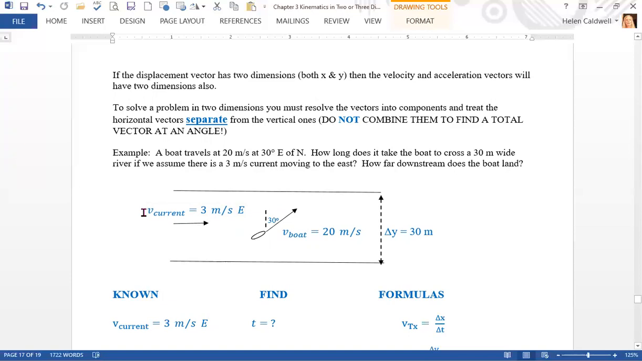The velocity of the current is 3 meters per second east, so it's this vector. And we know that across means this, so 30 meters is delta y. What do they want us to find? How long does it take? So that's a time. How far downstream? Well, if going across is delta y, downstream would be in the x direction.